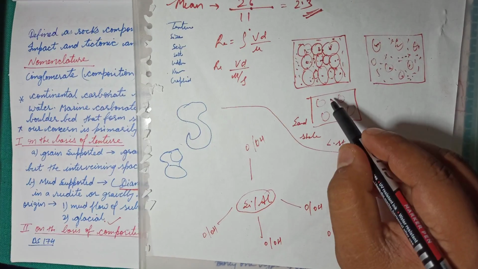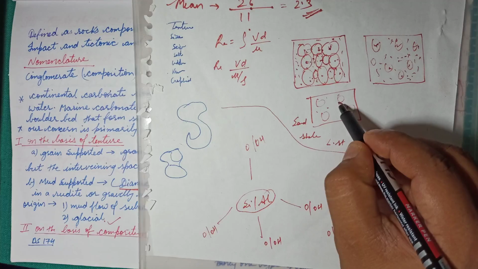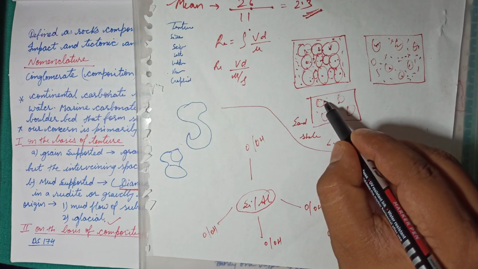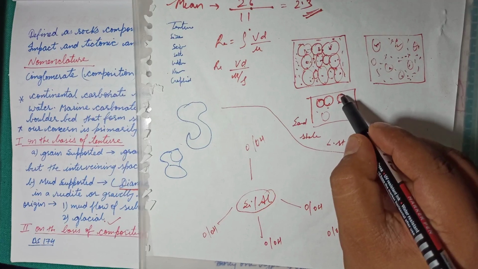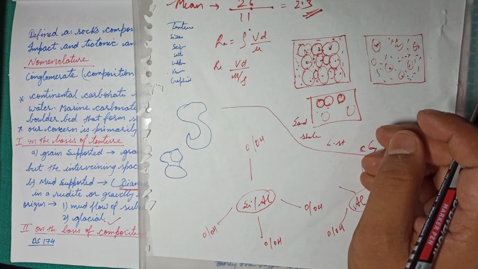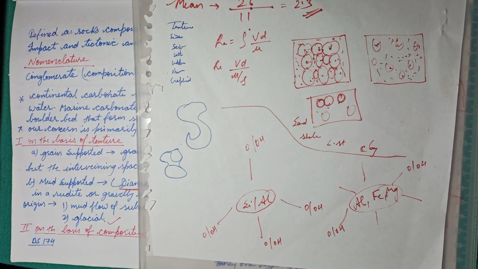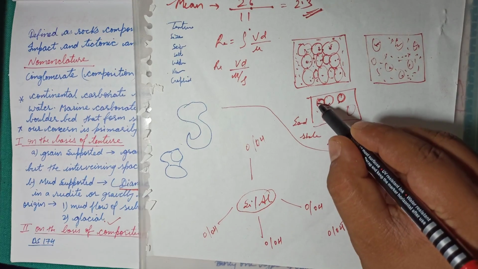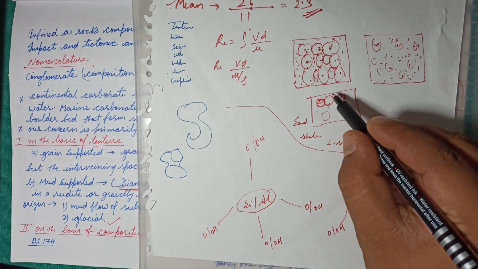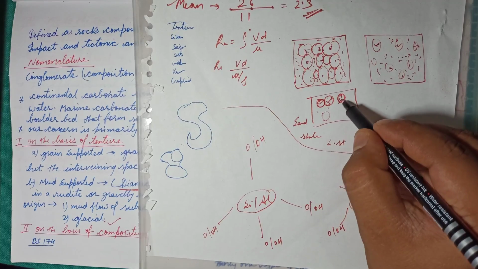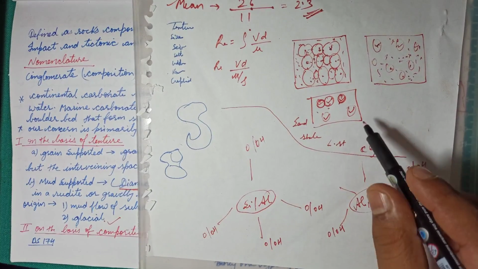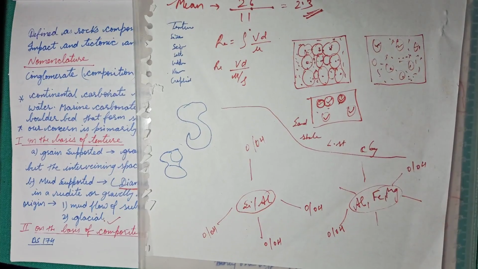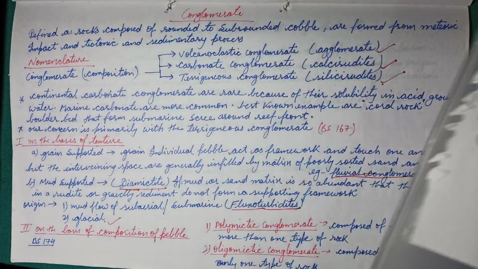Second, we have discussed what is in between them, what is the nature of these. Are they in contact with each other, or are they separated apart? Next, we are going to classify on the basis of individual composition, what is the composition of this pebble, this one, this one, this one. On this basis we are going to classify the conglomerate.